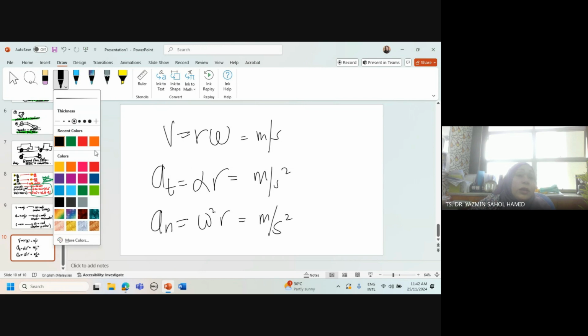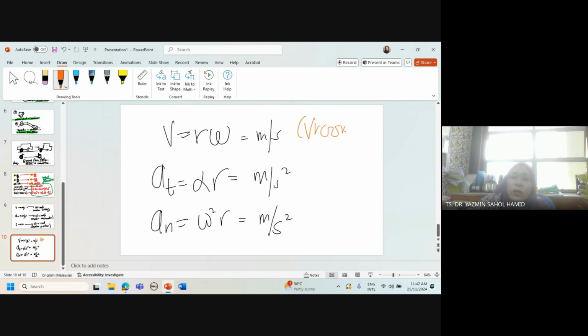But to make your life easier and for you to remember, I always remember this formula as vroom. So when I remember vroom, I close my eyes, it is V equals R omega. This one, AT equals R alpha, I always remember it as ATAR. Okay, ATAR. It makes it easier to remember. Because this is tangential acceleration and this is alpha R, so I assume it as ATAR. And then the last one is ANWA, ANWA kuasa 2, because AN equals omega square R. Try closing your eyes, guys.